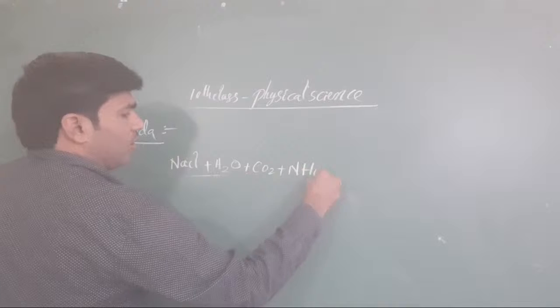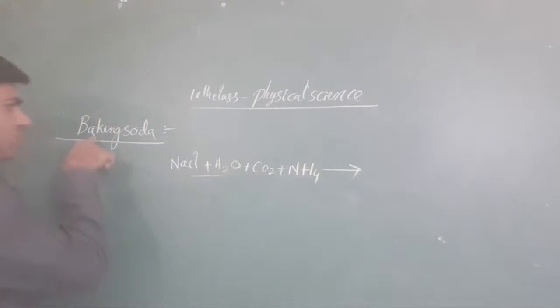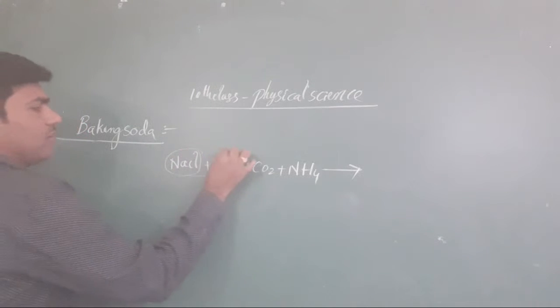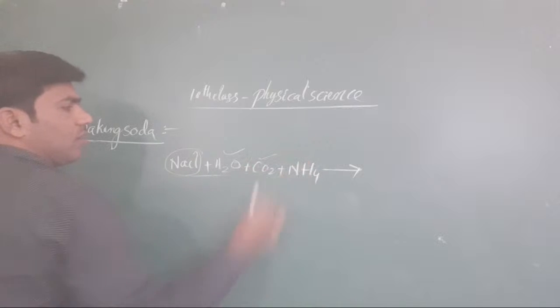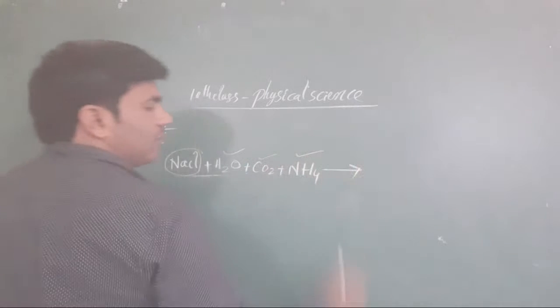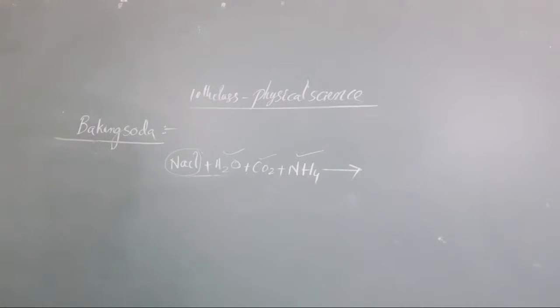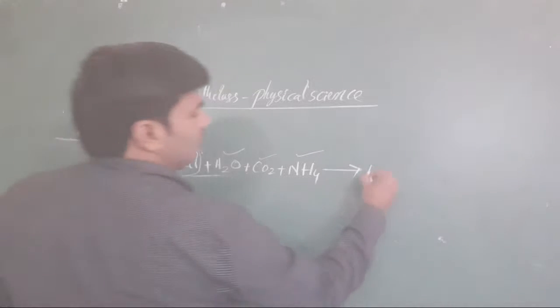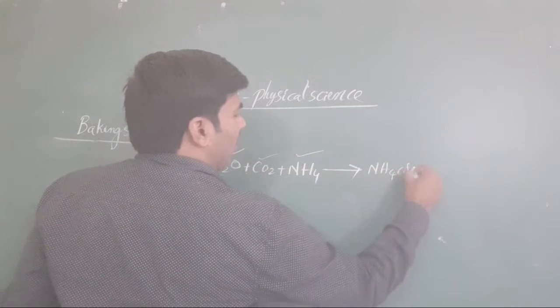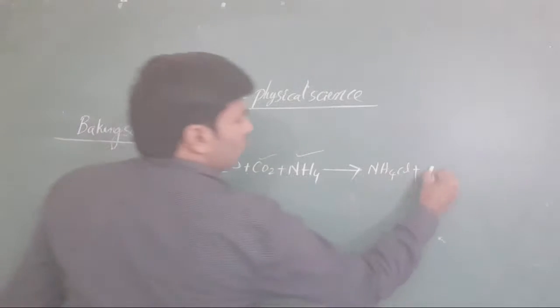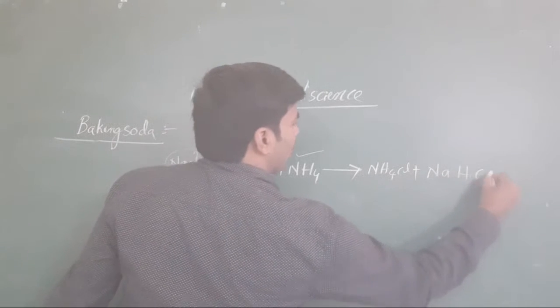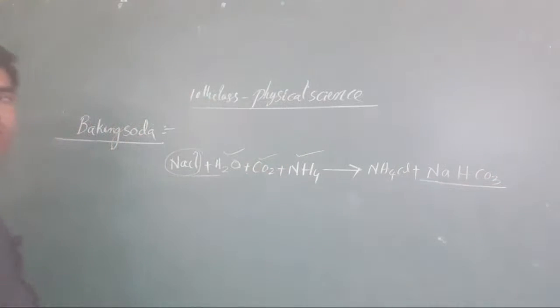How many reactants are involved in the preparation of baking soda? Not only our salt; water is involved, and carbon dioxide and ammonia are also there. Now ammonium chloride, NH4Cl, is formed, and sodium hydrogen carbonate is also formed. Already we discussed that.